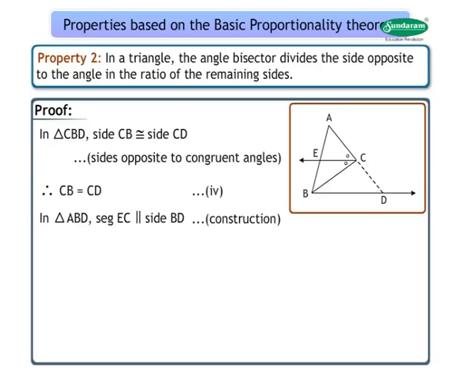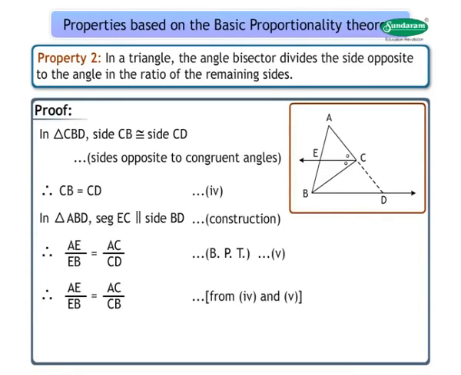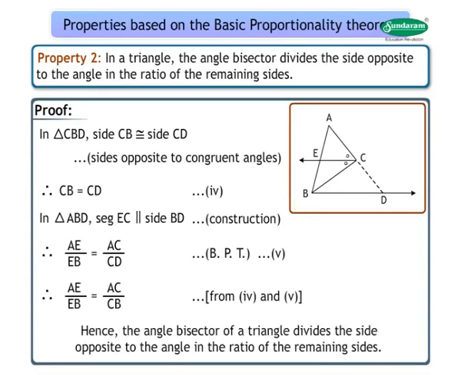Now, in triangle ABD, segment EC is parallel to side BD as we constructed it. Therefore, by basic proportionality theorem, AE upon EB is equal to AC upon CD. Let us mark this statement as 5. From statement 4 and 5, we get AE upon EB is equal to AC upon CB. Hence, the angle bisector of a triangle divides the side opposite to the angle in the ratio of the remaining sides.